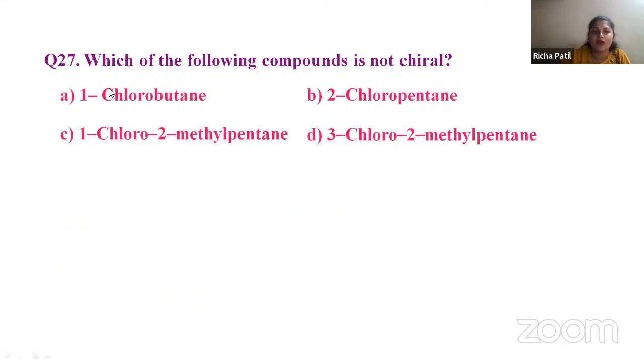Which one of the following compounds is not chiral? You have to write the structures and tell me which one of the following compounds is not chiral. Not chiral means what? It is achiral. That is, it does not have four different atoms attached to it.